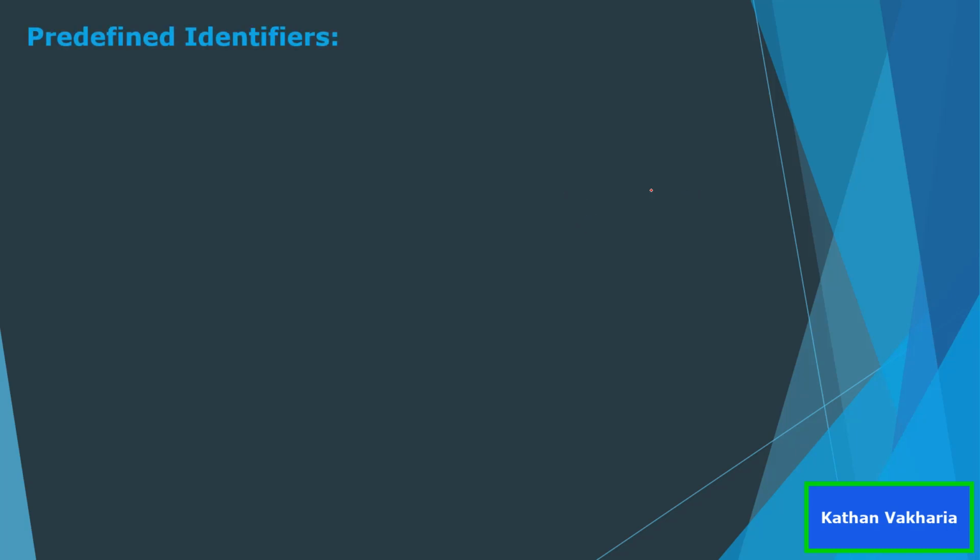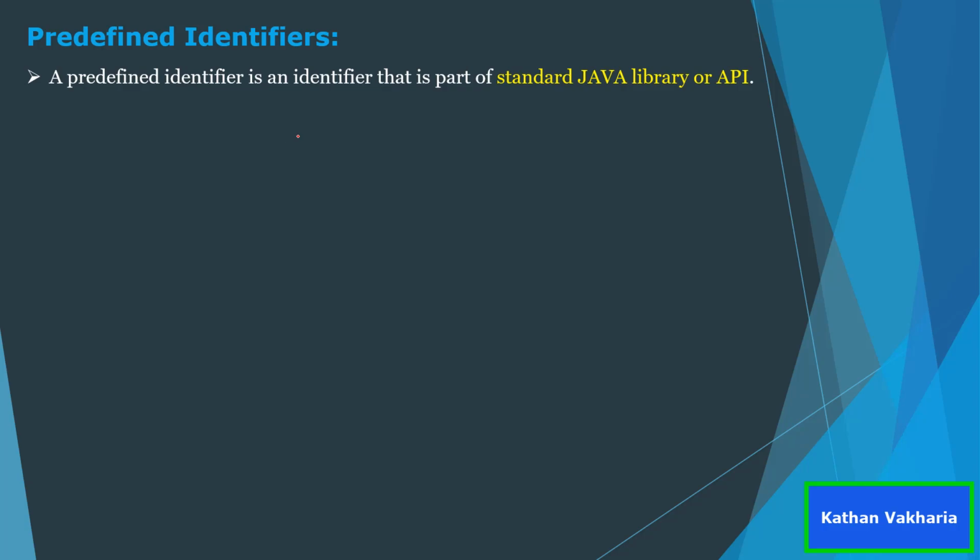Okay, let me just discuss predefined identifiers then. What are predefined identifiers? A predefined identifier is an identifier that is a part of the standard Java library or API. What is the standard Java library or API? In layman terms, it contains a bunch of methods and classes to make our lives easy. In simple words, to perform simple tasks, or we can say repetitive tasks that are very common. It provides a function for that.